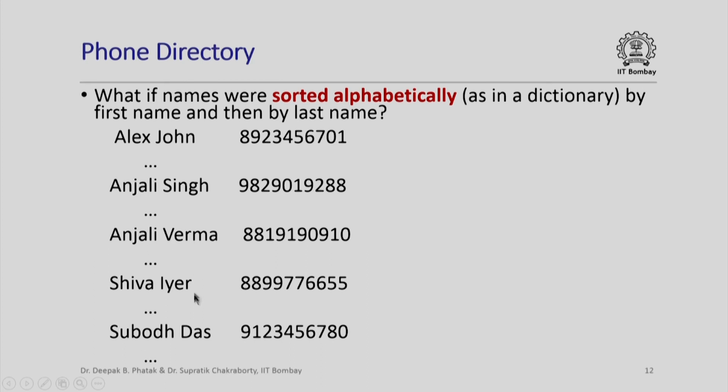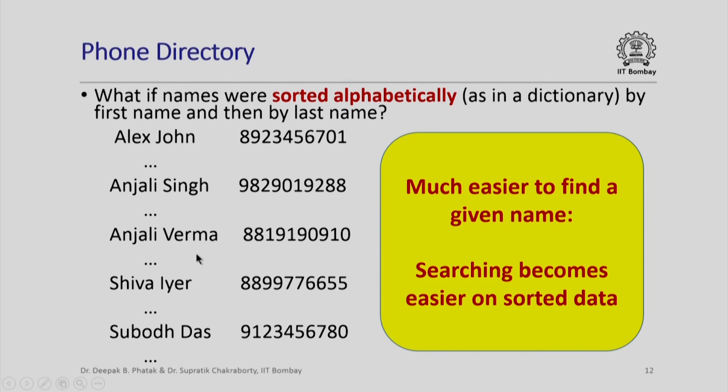Now if I did sort the names alphabetically as in a dictionary, then if I asked you to find the phone number of Anjali Singh or Shiva Iyer or Anjali Verma, whatever it is, it is much easier to find a given name. We can first go alphabetically on the first names, and then among different entries with the same first name we could go alphabetically on the second name or the last name. So what you see is that if I could sort the data on some appropriate criterion, here alphabetically first on first name and then by last name, then actually searching becomes easier, and in fact this is a very important point that we will revisit again later.